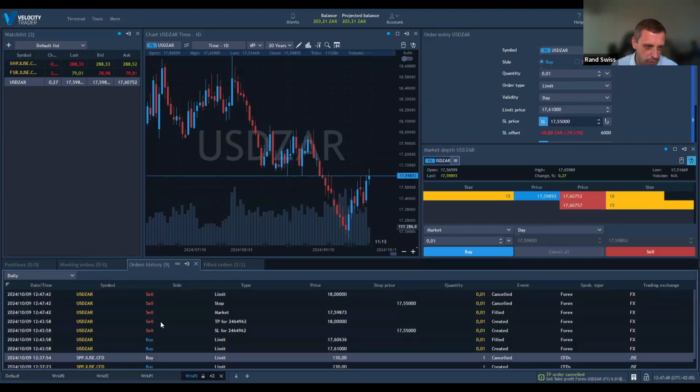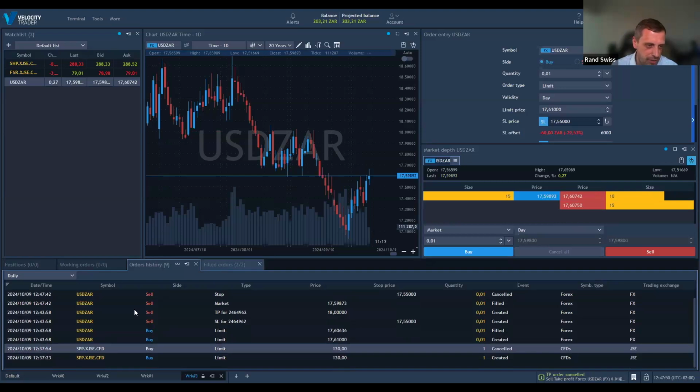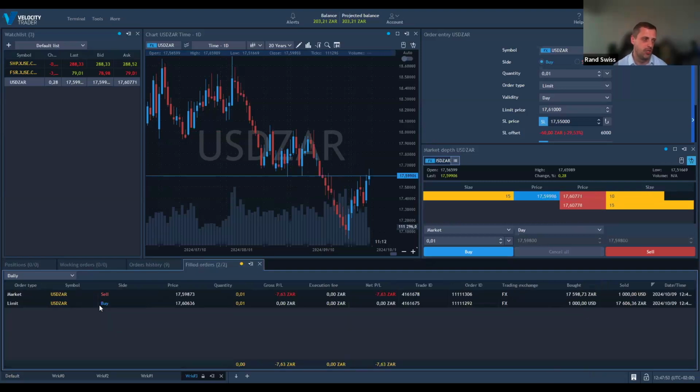Here's my order history of all the orders I placed. And now you can see there are 2 filled orders. So even though I placed 3 orders today, remember, I placed 1 for SPAR, and then 2 to buy the USDZAR and to sell the USDZAR. So 3, but currently you're only seeing 2 in filled orders. Why? Because the SPAR one didn't trade. I placed the order, but I canceled it before it traded, so it's not in filled orders. These ones on the other hand did fill. I did buy USDZAR and I did sell USDZAR. So these did trade, and therefore they are in filled orders.